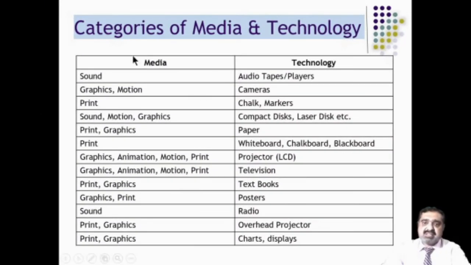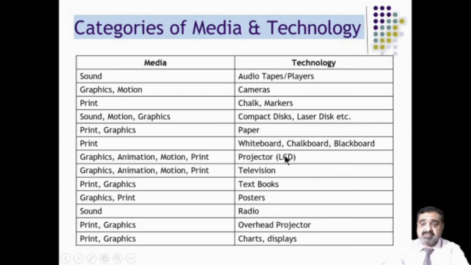Now we can see that we have different forms of media and technology. In media, we can count sound, graphics, motion, and print. If we consider sound, then its technologies are audio tapes or players. If we talk about graphics or motion, then its technology is the camera. For print, we have technology such as chalk or markers. For sound, motion, and graphics, we have compact discs, laser discs, etc. And for print and graphics, we also have paper technology.